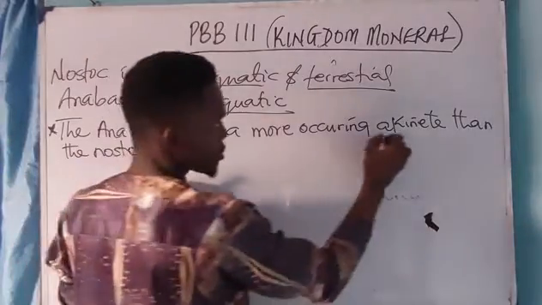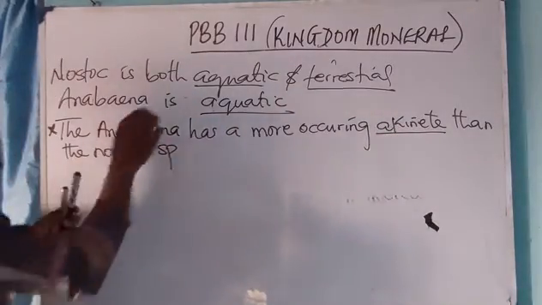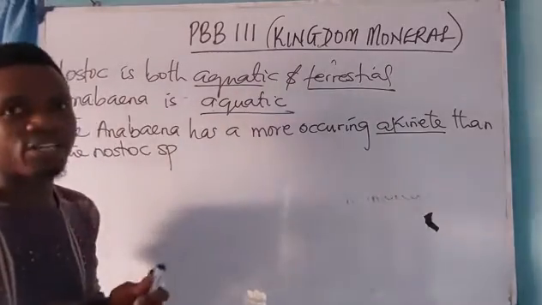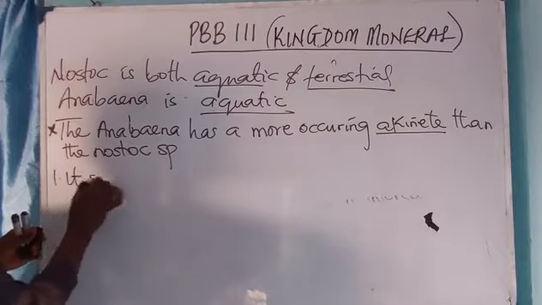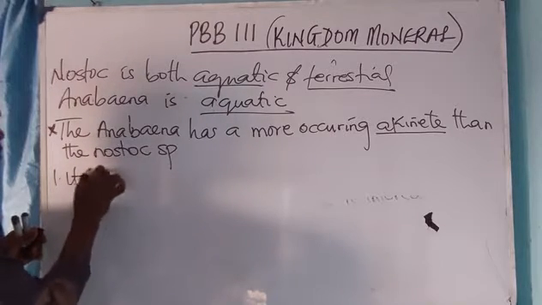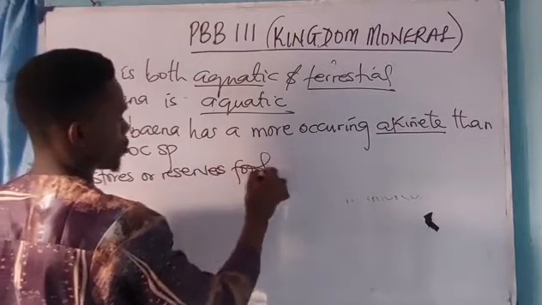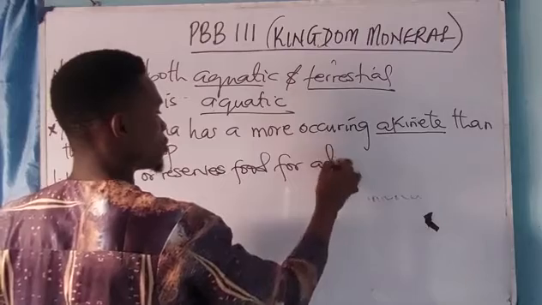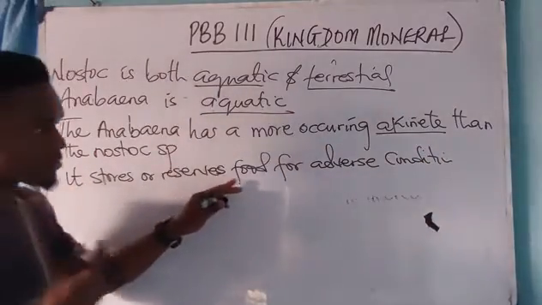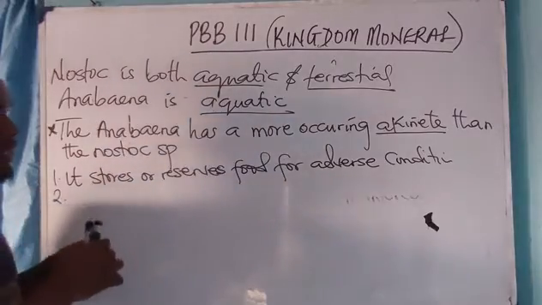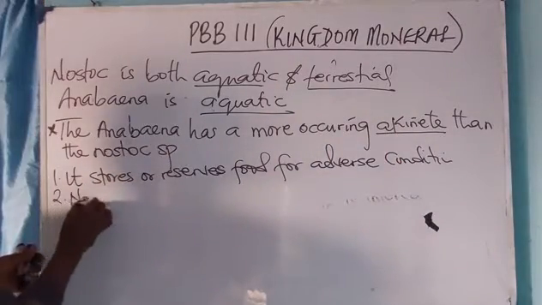Your question is, what is the meaning of akinetes? Now, akinetes are found growing near the heterocyst. The akinete is also a vegetative cell that does the following. One, it stores or reserves food for adverse condition, that is, it reserves food for future use. Then number two, during adverse condition, the akinetes may germinate to produce another Nostoc filament.